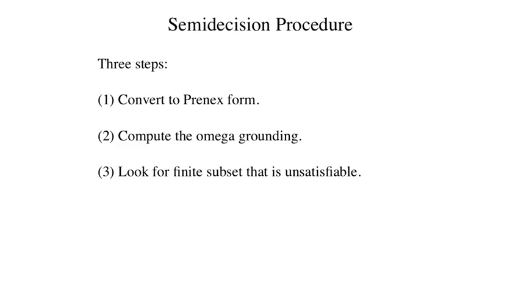Okay, the first step of the procedure is to convert our sentences, let's call them delta, to prenex form using the technique we just talked about in the section on finite Herbrand logic. We then ground the result, and finally we examine finite subsets of the grounding for unsatisfiability.